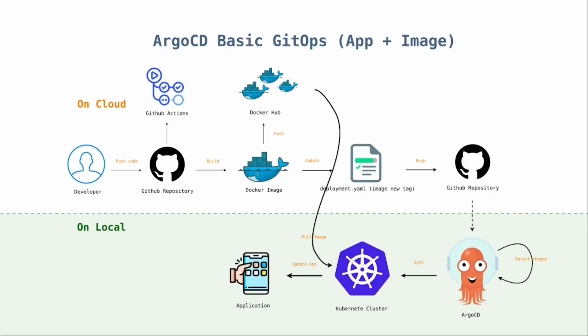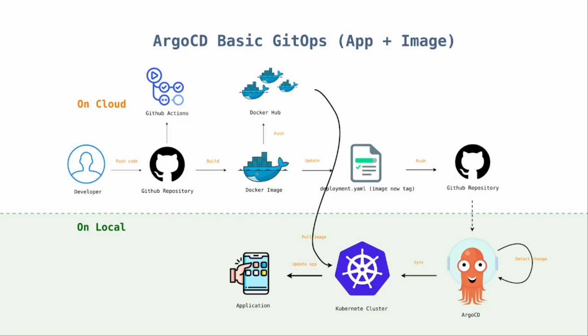This workflow describes what happens after a developer makes a change to the application. First, the developer updates the HTML code and pushes it to a GitHub repository. This action automatically triggers a CI pipeline using GitHub Actions. The pipeline then builds a new Docker image based on the updated code and pushes it to Docker Hub.